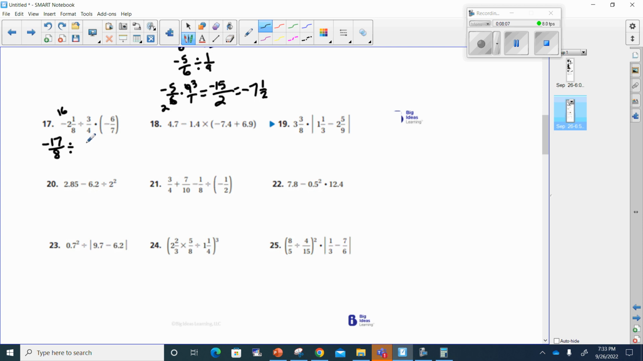We're dividing 3/4. And we're multiplying -6/7. All right. I can remember that. I'm going to go across here. So this is going to get turned upside down first. So this would be -17/8 times, and I would put 4/3.